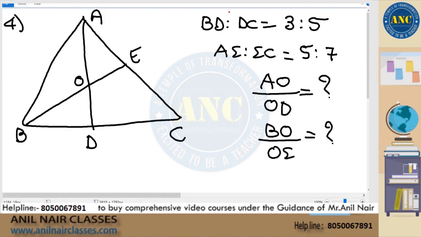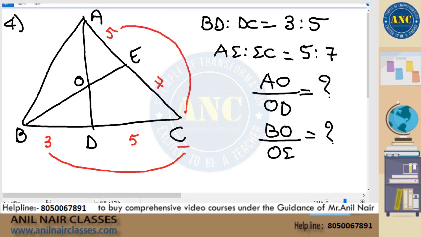BD is to DC is 3 is to 5. If this is 3 and this is 5, C should be a multiple of 3. AE is to EC is 5 is to 7. This is 5, this is 7. C should be a multiple of 5. It is a multiple of 3, it is a multiple of 5. So C, I will call it as 15. So 15 kgs mass is kept on C.